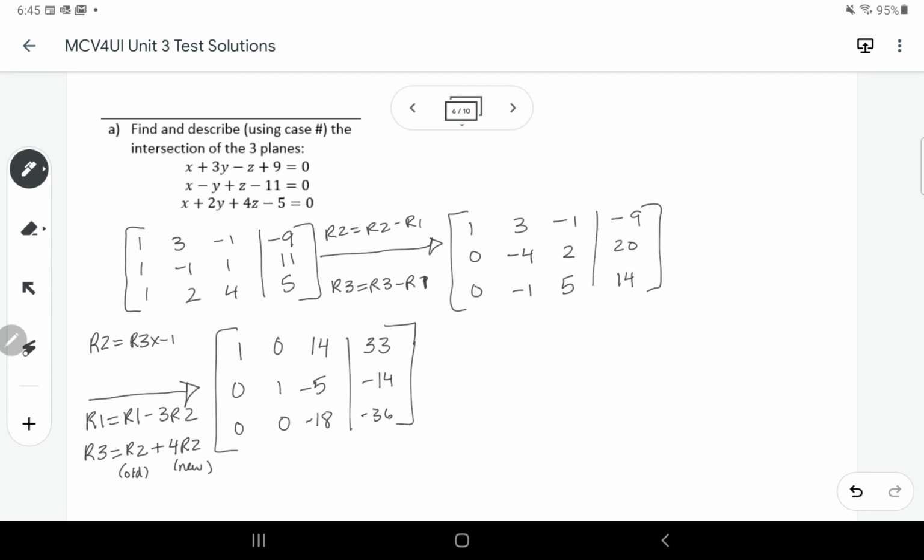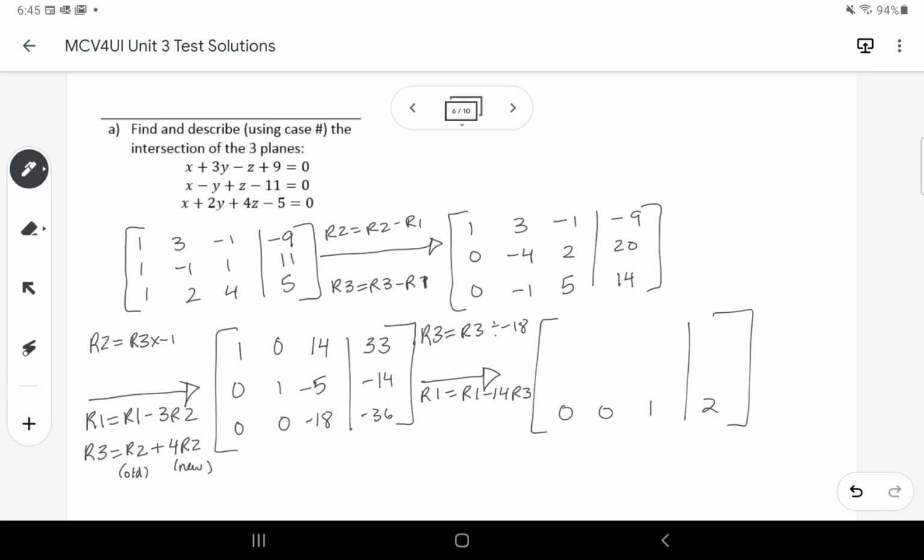And this worked out pretty well for me because now I can get a 1 in the row 3 column 3 spot, just by dividing out that -18 and not end up with fractions. So row 3 equals row 3 divided by -18. So I get 0, 0, 1, 2. And then row 1 is row 1 minus 14 row 3 to clear that one out.